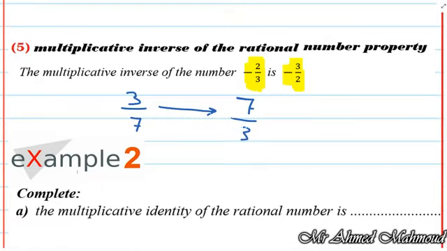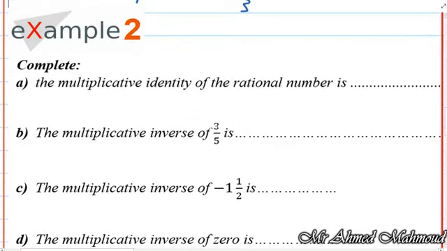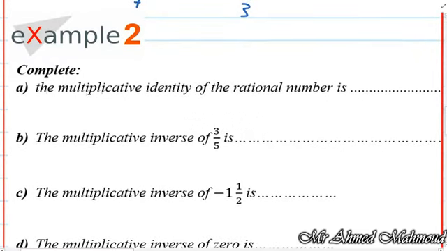Now we have a very important example, example 2. In this example, the first one asks about the multiplicative identity in the rational numbers, which is 1. B, the multiplicative inverse of 3 over 5 is 5 over 3. I have switched the position, okay, upside down.